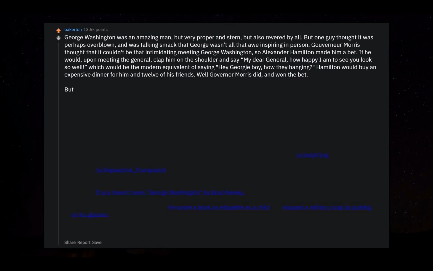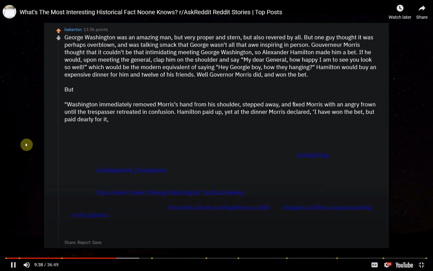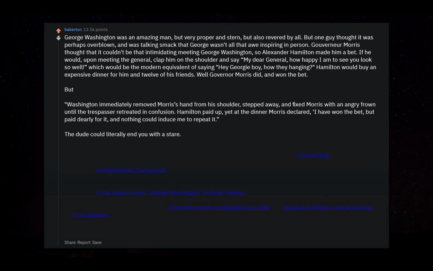Well, Governor Morris did, and won the bet. But Washington immediately removed Morris's hand from his shoulder, stepped away, and fixed Morris with an angry frown until the trespasser retreated in confusion. Hamilton paid up, yet at the dinner Morris declared, "I have won the bet, but paid dearly for it, and nothing could induce me to repeat it. The dude could literally end you with a stare."